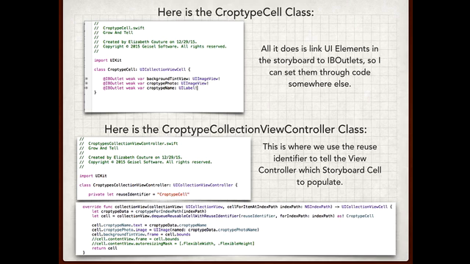So it's always going to dequeue one with the reuse identifier of crop type cell, and then it's setting the text within the cell to whatever it got from the data. It's setting the photo image, creating an image from whatever it says in the data. So these things right here, the cell dot whatever, those are all referencing what I wrote in the cell declaration.